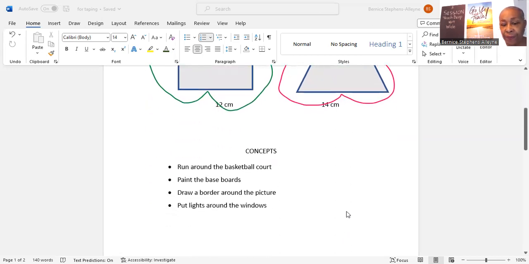Now, concepts. This is where we are really going to have discussion and clarify any misconceptions. So when we run around the basketball court, we are doing perimeter. If we paint the baseboards, we're doing the perimeter. Draw a border around a picture. Put lights around the windows. These are all concepts of working the perimeter.